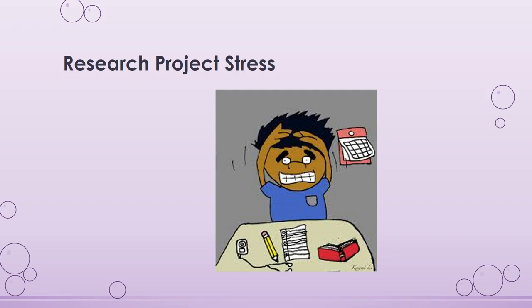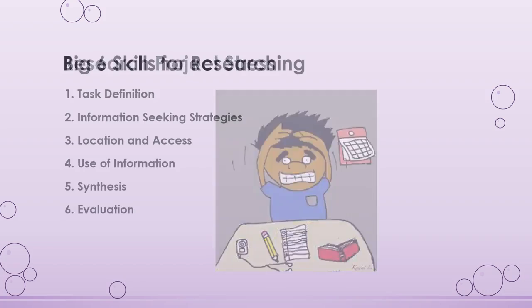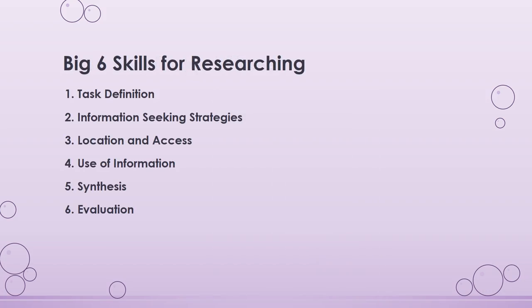Don't let this be you. Use the Big Six skills. There are 6 stages to the research model: task definition, information seeking strategies, location and access, use of information, synthesis, and evaluation.